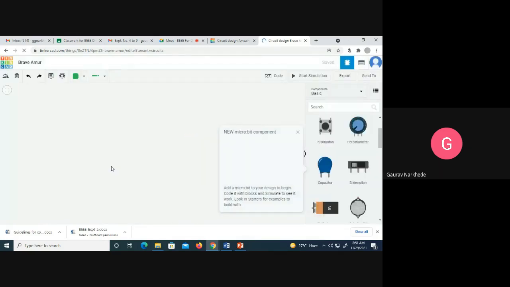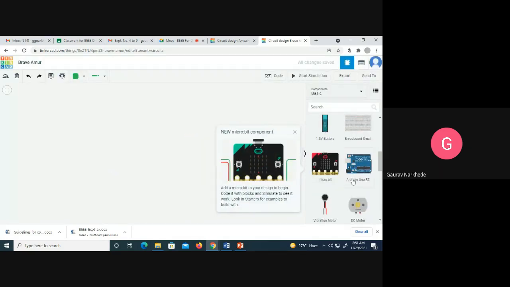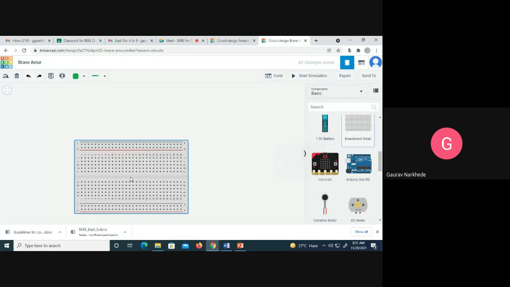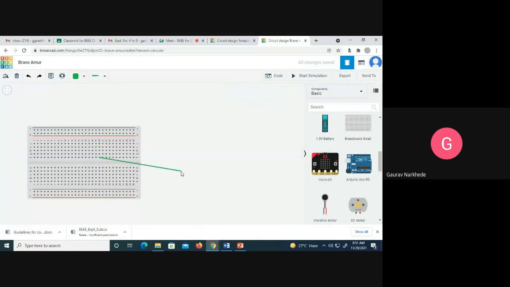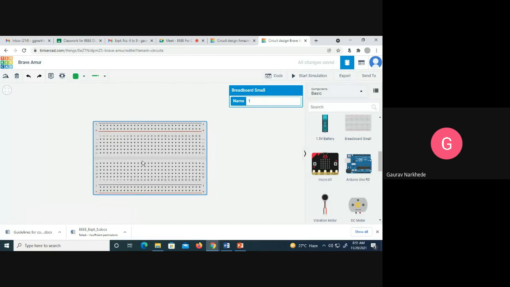Okay. So those who have missed the first lecture, for them, again, it is very simple thing. On the right side, there is a library. I want a breadboard. So I just took the breadboard with me, and then I'm just relocating it as per my convenience.